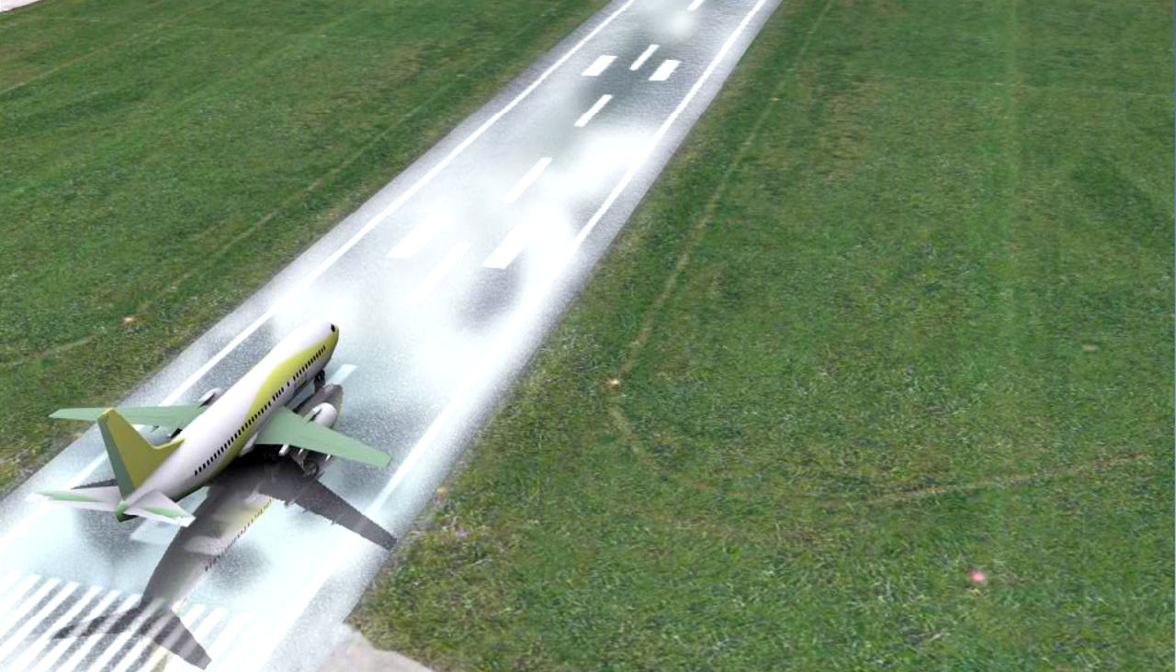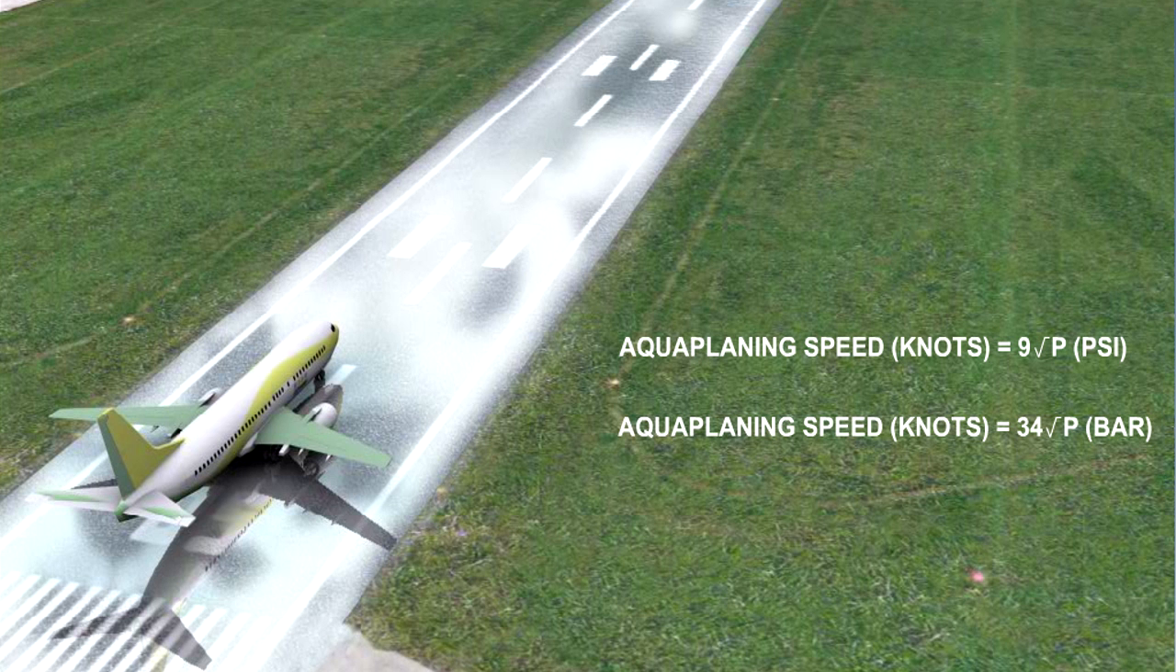Aquaplaning or hydroplaning is a phenomenon caused by a wedge of water building up under the tread of the tyre and breaking its contact with the ground. Aquaplaning speed, measured in nautical miles per hour or knots, is the speed at which the tyre loses contact with the ground. It can be found by applying the formula aquaplaning speed equals 9 times the square root of p, where p is the tyre pressure in pounds per square inch, or aquaplaning speed equals 34 times the square root of p, where p is the tyre pressure in kilograms per square centimetre or bar.